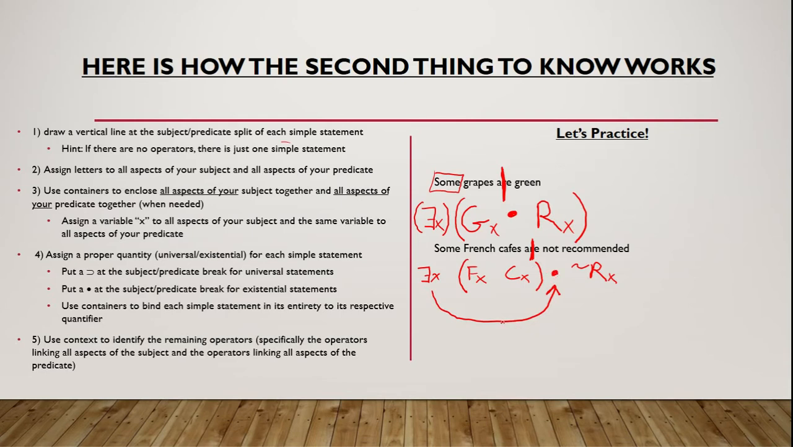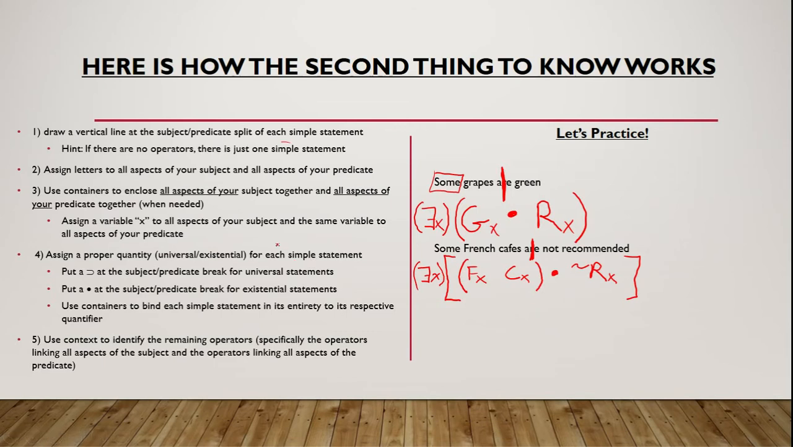Use containers to bind each simple statement in its entirety to its respective quantifier. So now we need to bind this whole statement, this French cafe that's not recommended, to the EX quantifier. I'm going to use a square bracket to accomplish that. I'm going to be sure to put that EX in parentheses. You'll always put the EX or the X by itself. The quantifier will always go in parentheses.